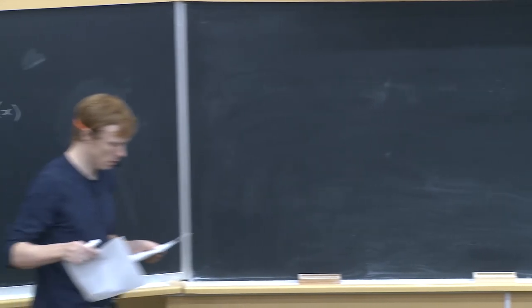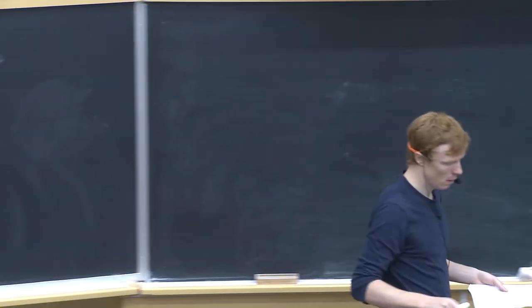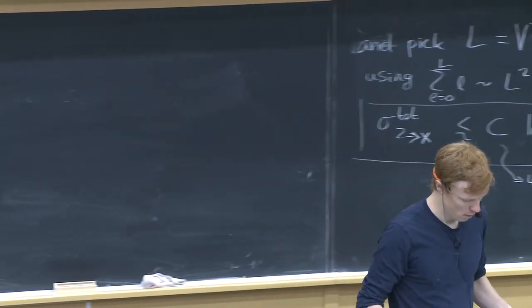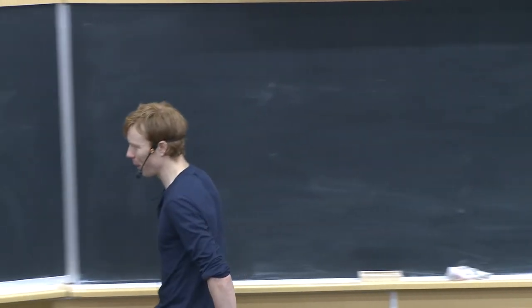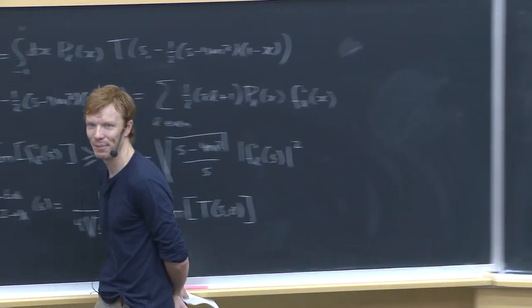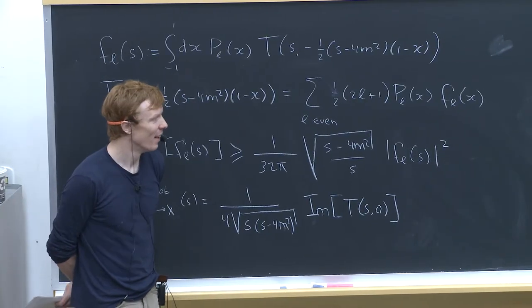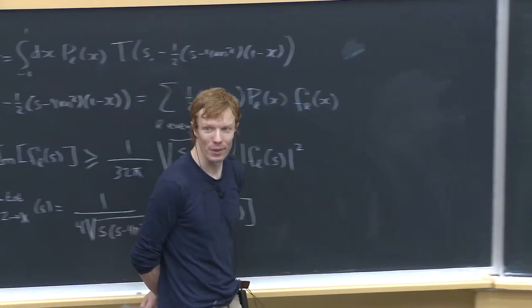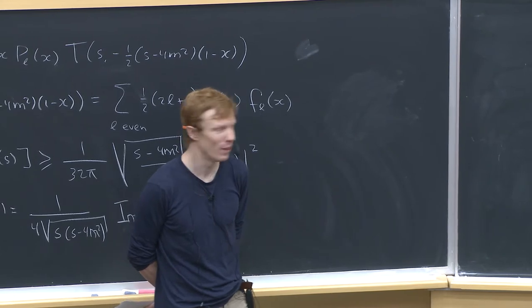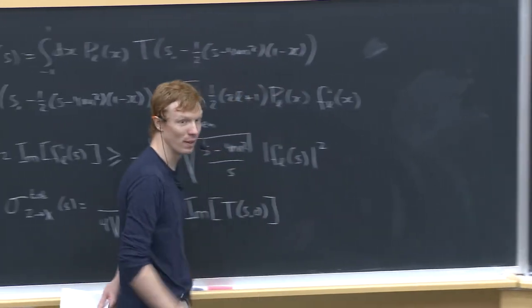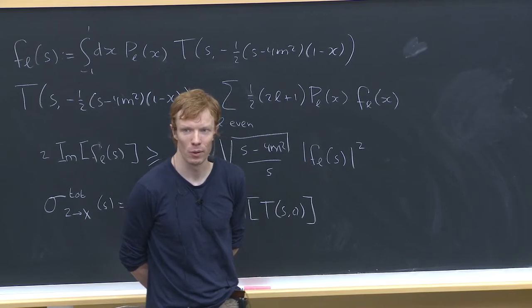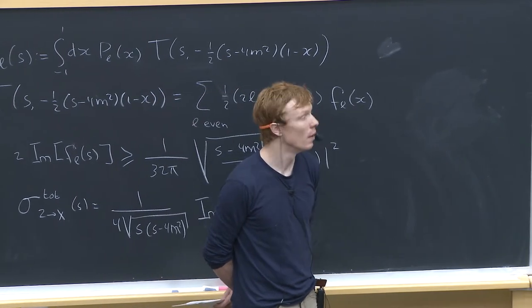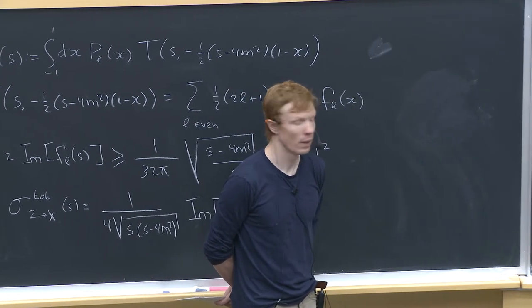Yes? What is the corresponding bound in, let's say, three dimensions? Ah, very good. You're asking whether there's a corresponding bound in three dimensions, or more generally, in any dimension. I think there's a corresponding bound. I don't know it by heart. But of course, the unitarity constraints look a little bit different. I think I may be able even to point you to a paper after the lecture where they look at the three-dimensional bounds.